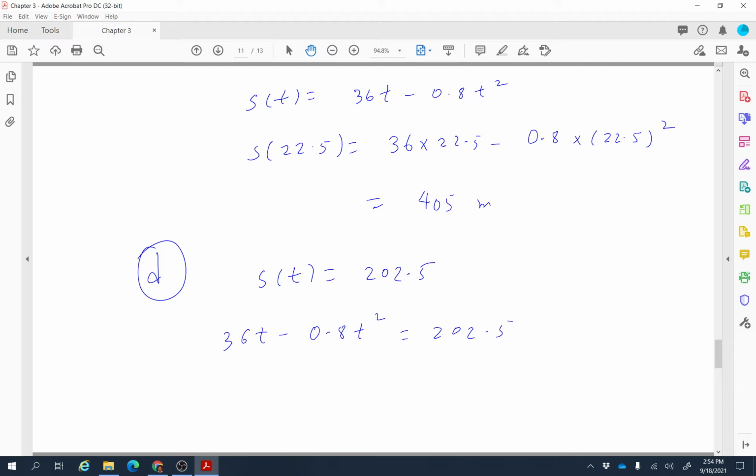This is a quadratic equation. We bring everything to one side and solve for t. If we do that, it would be 0.8t squared minus 36t plus 202.5 equals 0. We need to solve this quadratic equation to find the answer. I'm going to multiply both sides by 10 and it will be 8t squared minus 360t plus 2025 equals 0. Now solve for t.